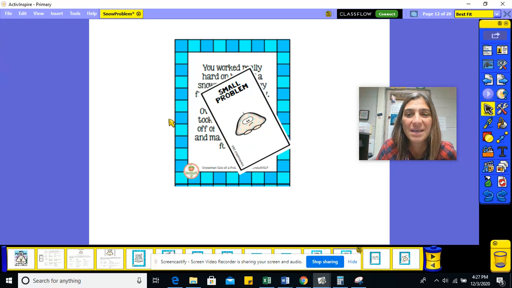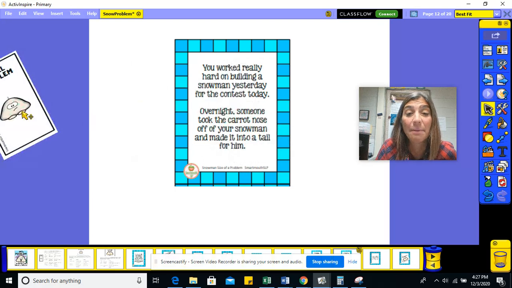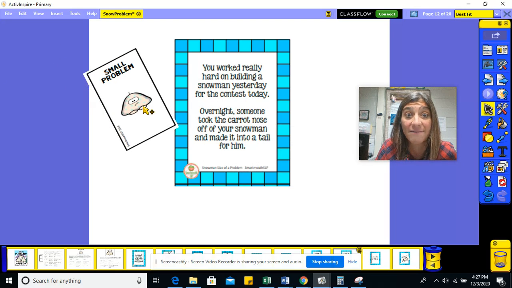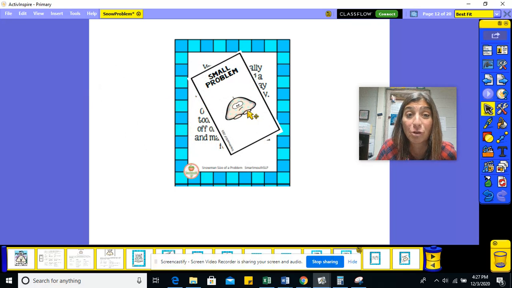Small problem. I think small problem because you can take that carrot out of that snowman's bottom, put it back in his nose.